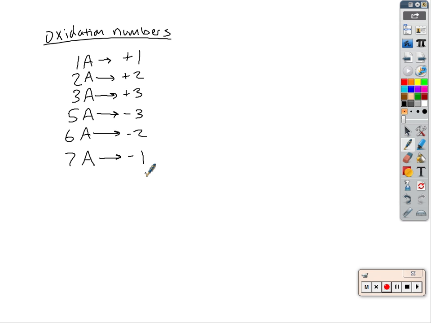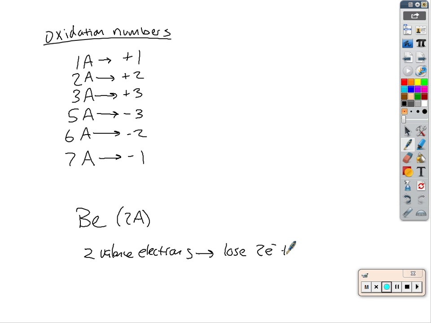For example, beryllium. Beryllium is in group 2A. What that means is beryllium has 2 valence electrons. Beryllium is a metal, which means it has to lose those 2 valence electrons to become stable. In both the neutral atom and the ion, you find 4 protons. Beryllium is atomic number 4, has 4 protons. In the neutral atom, you'd have 4 electrons. But we have to lose 2. So there are only 2 remaining.